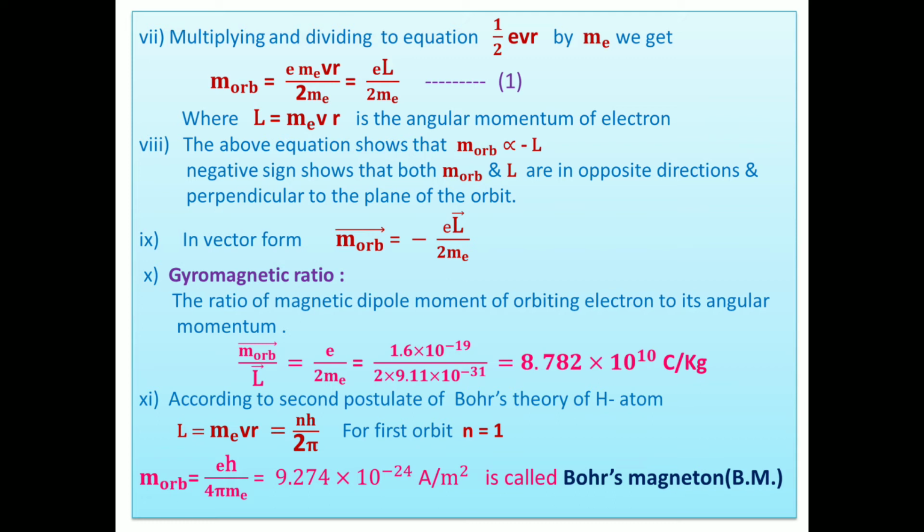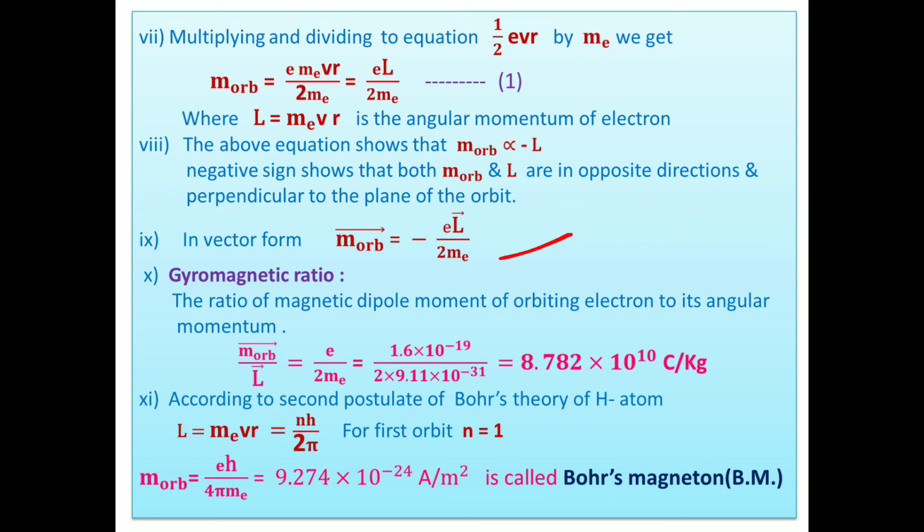Thereafter, we go through another term, the gyromagnetic ratio. It is the ratio of the magnetic dipole moment of an orbiting electron to its angular momentum. Look here, M orbital divided by L is the gyromagnetic ratio, which from this equation equals e upon 2 me. E is known to you, 1.6 into 10 raised to minus 19 upon 2 into 9.11 into 10 raised to minus 31. After calculation, it is 8.782 into 10 raised to 10 coulomb per kilogram. This ratio is called the gyromagnetic ratio.